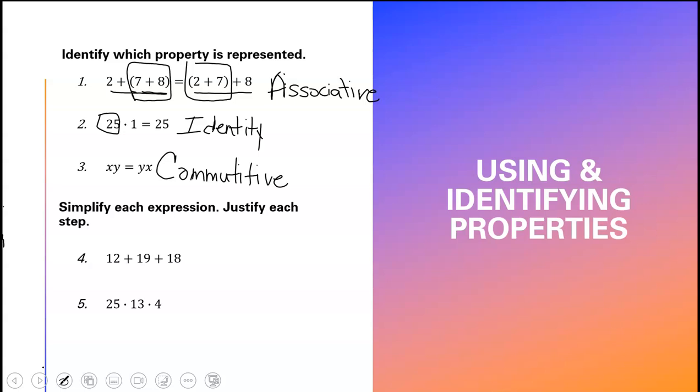Taking a look at questions 4 and 5, the directions say to simplify each expression and justify each step, but it doesn't tell you how to simplify. So yes, we have order of operations we've got to follow, but we've also just learned that in the event that all we have is addition or all we have is multiplication, we can make it faster for ourselves in different ways. So taking a look at number 4, 12 plus 19 plus 18. I don't have to do 12 plus 19 first. If I see something that's easier to add, I can add those 2 numbers first and then add the third number. Okay? So, in other words, what I see right now, almost immediately, is 12 and 18.